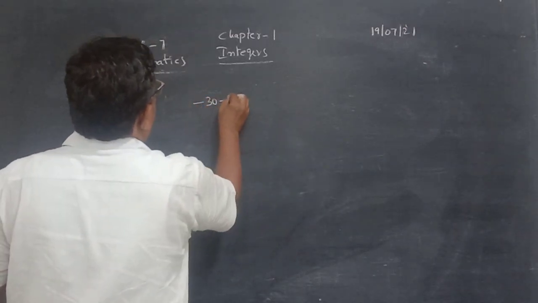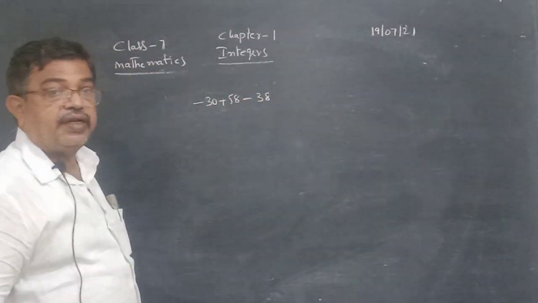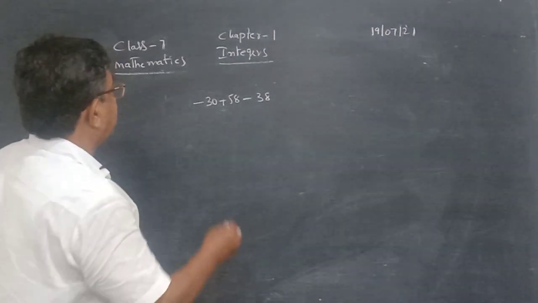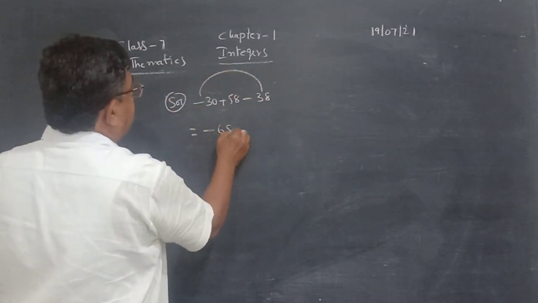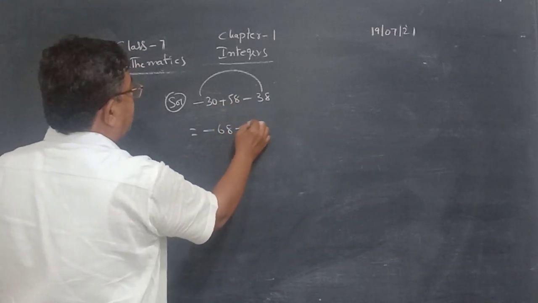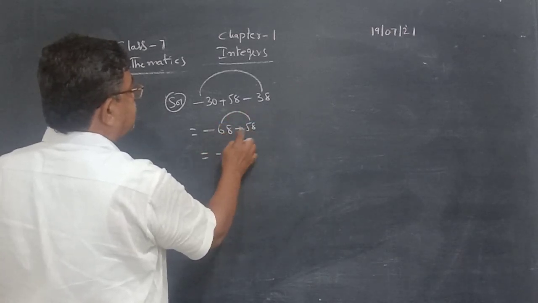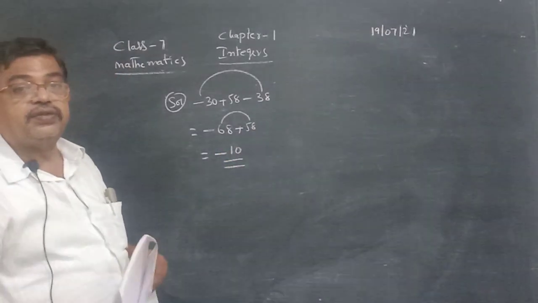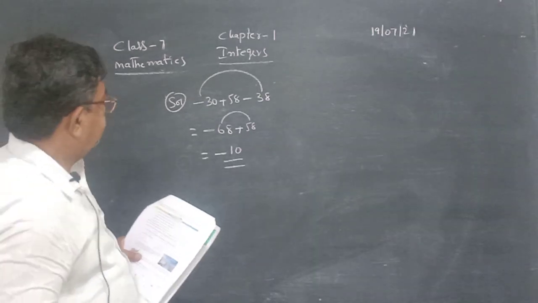Minus 30 plus 58 minus 38. How many integers are given? 3, out of which 2 are negative integers and 1 is positive integer. Add the negative integers first. Minus 30 minus 38 is minus 68. Minus 68 plus 58. Now 68 is negative, 58 is positive. From 68 if you subtract 58, it is 10, and the final answer is minus 10. So like this you can do many additions and subtractions in integers.